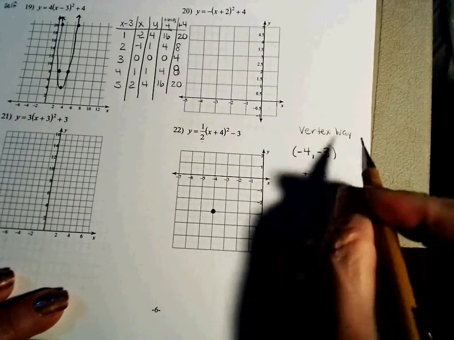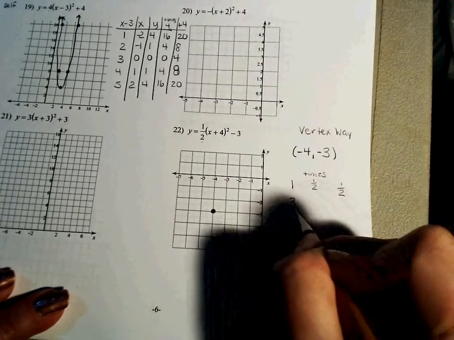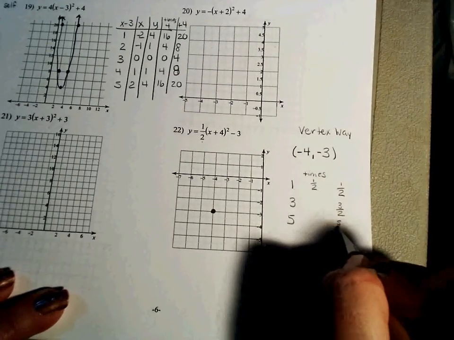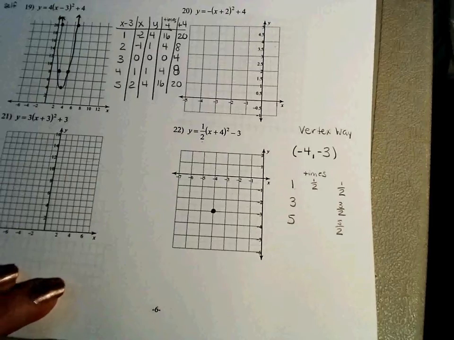1 times 1/2 is 1/2. 3 times 1/2 is 3/2. 5 times 1/2 is 5/2. This is just exactly like yesterday.